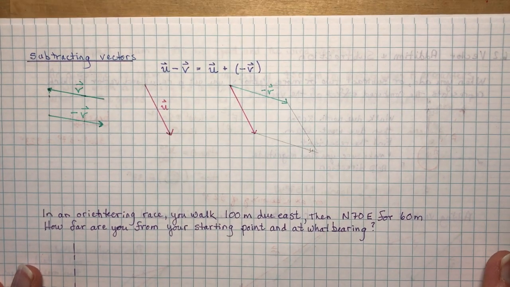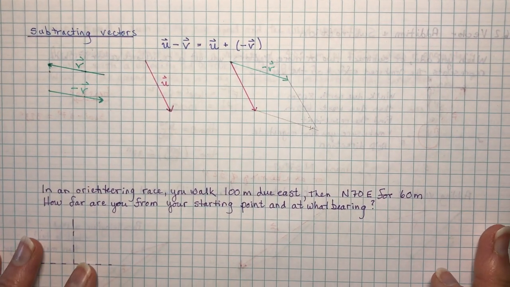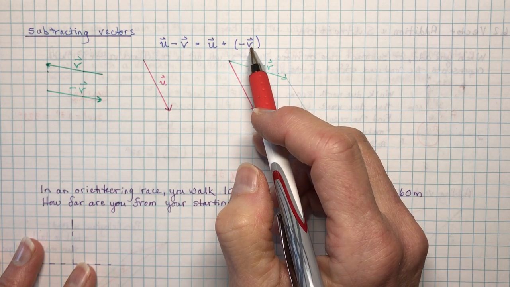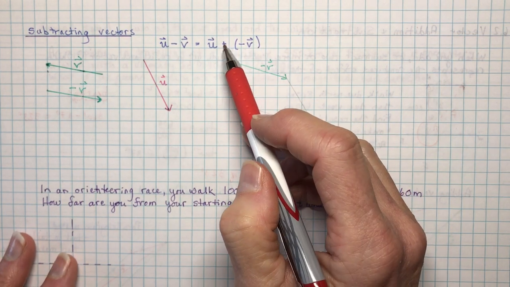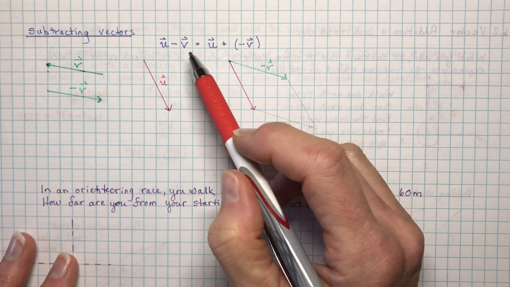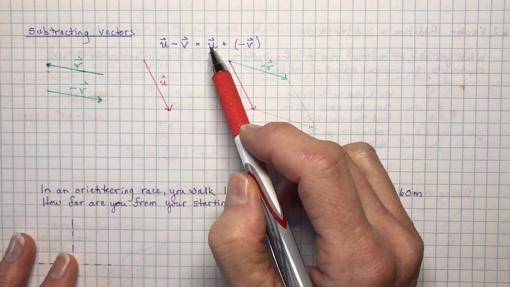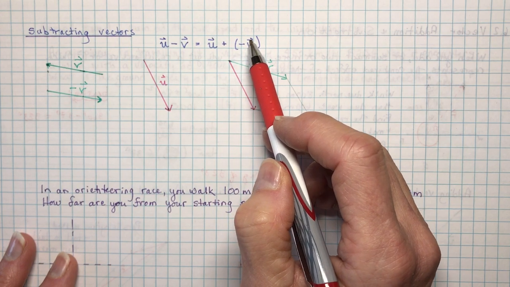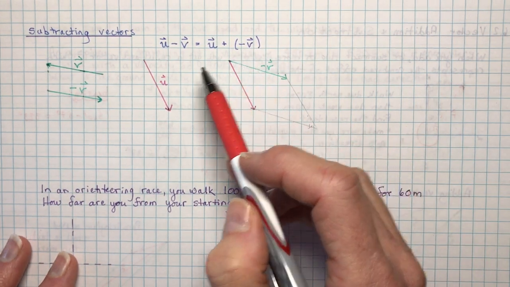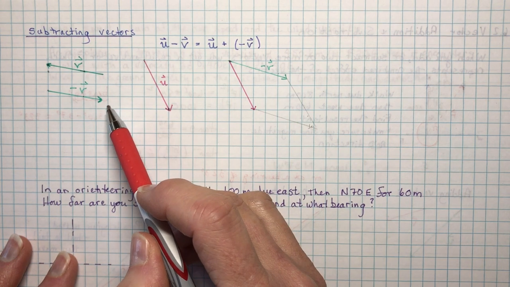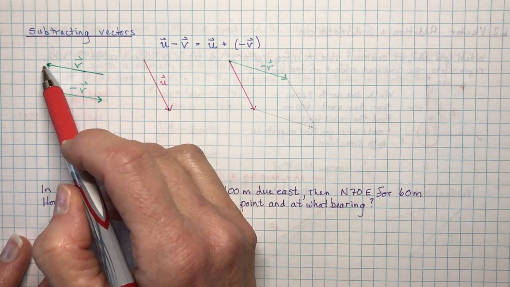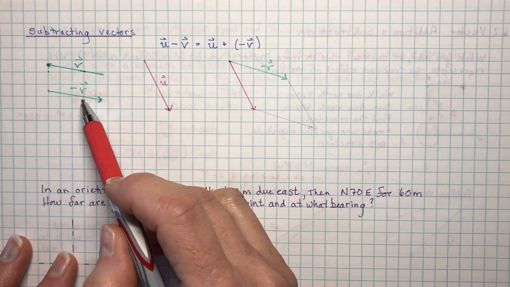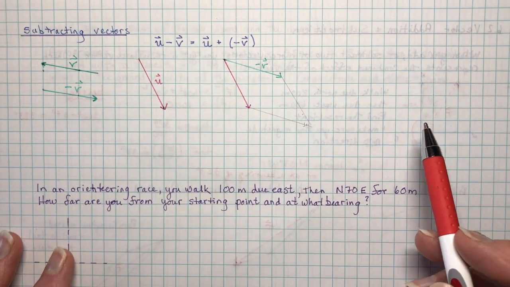And so, like I said, when you subtract vectors, you add the negative of the positive vector. Does that make any sense? Because you know that plus minus really means minus. So vector u minus vector v is vector u plus the negative vector v. So the negative vector v just means going in the opposite direction, right? So if v is going this way, then this is negative v, or vice versa. If I call this one v, this would be negative v.